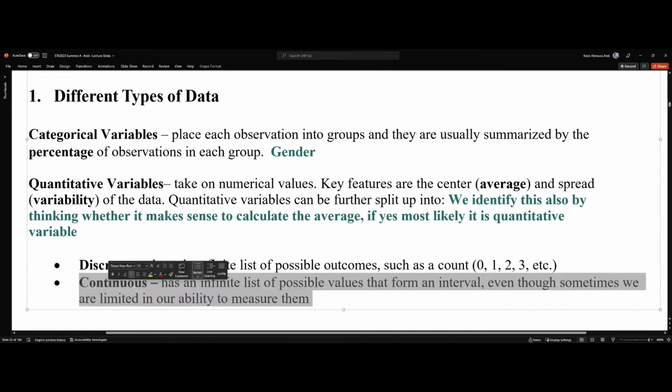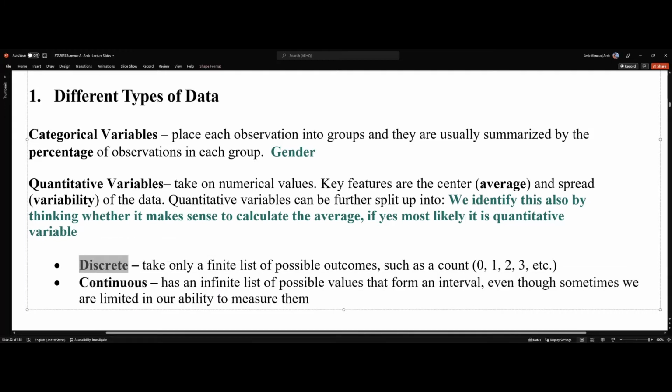The other type of variables are the quantitative variables, and they have two subcategories. They are the discrete and the continuous. So this is called discrete quantitative variables. This is called continuous quantitative variables. Quantitative variables take on numerical values, while the categorical variables usually take a letter grade or male, female, or they can be either characters, or even numbers if they're grouping. And for the quantitative variables, the key features are the center, the average, and the spread, or in other words, the variability of the data.